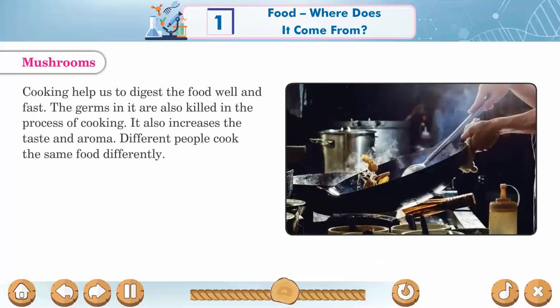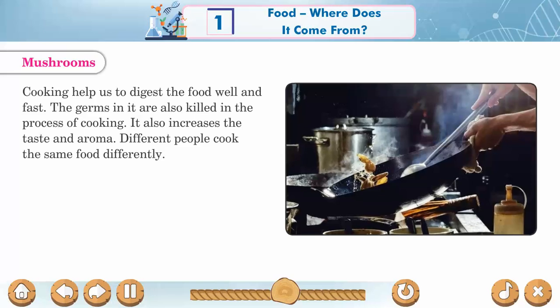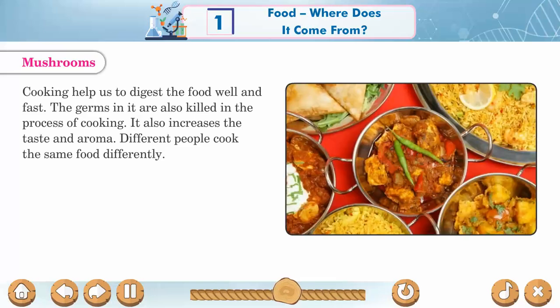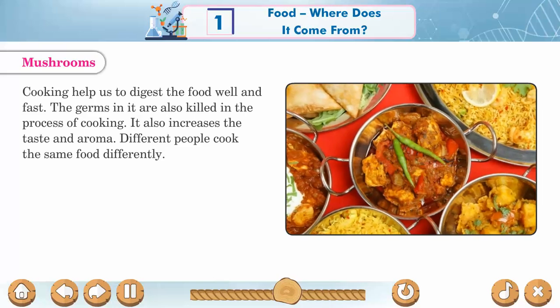Cooking helps us to digest the food well and fast. The germs in it are also killed in the process of cooking. It also increases the taste and aroma.